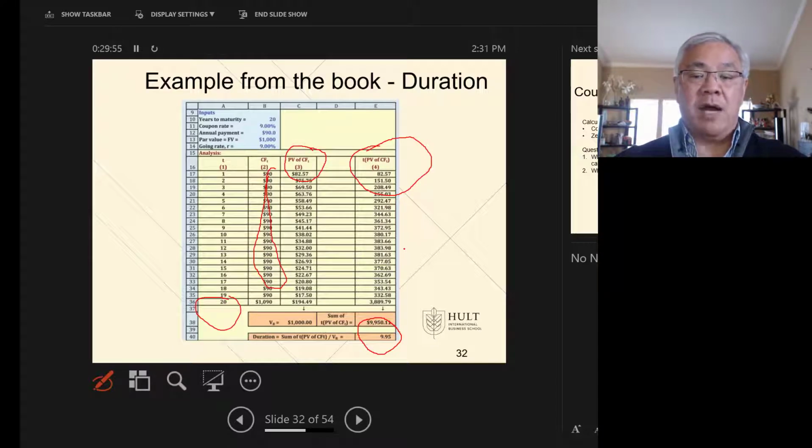So this 20-year bond has a duration of 9.95, which means we're front-loading quite a bit, because we have to wait so long for the face amount to be paid that it pulls the duration closer to today. So that's the duration of a longer-term bond.